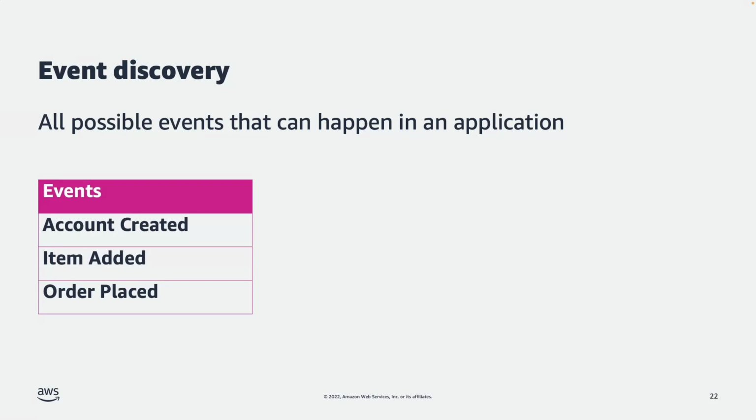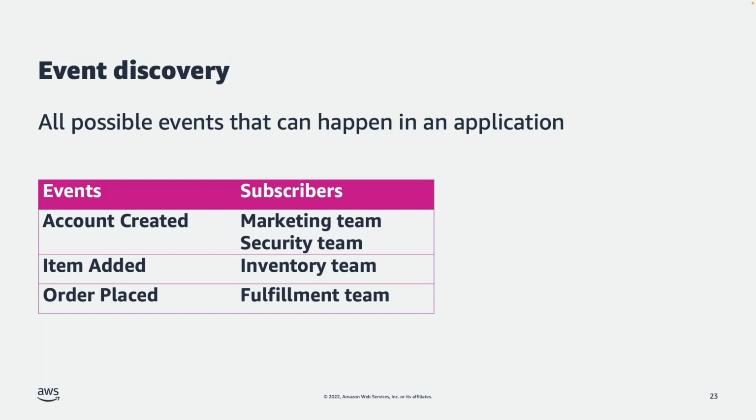Once you have the events laid out, you decide who is interested in each event. For example, consider the events listed for an example e-commerce application: account created, item added to cart, and order placed. Whenever a user creates an account, the marketing team subscribes to that event to send the account holder promotions and discounts. The security team encrypts the account holder's username and password into a database to save the account credentials. Whenever a user places an order, the system sends a message to the fulfillment team to start packing and shipping the order. This approach decouples the interactions between all of these services.